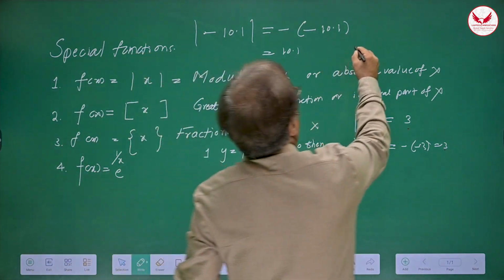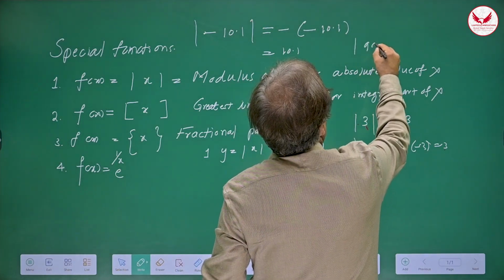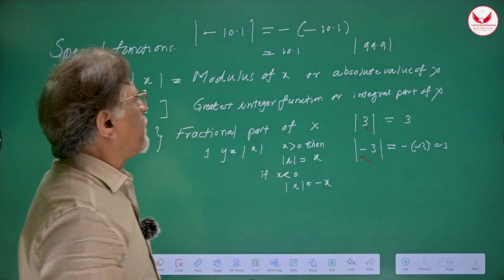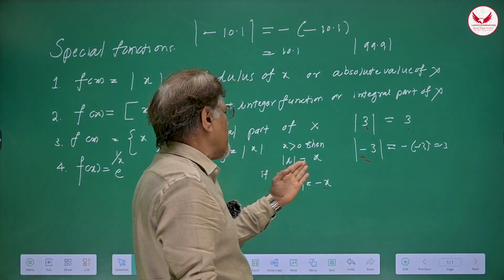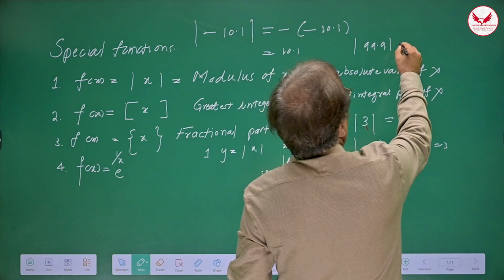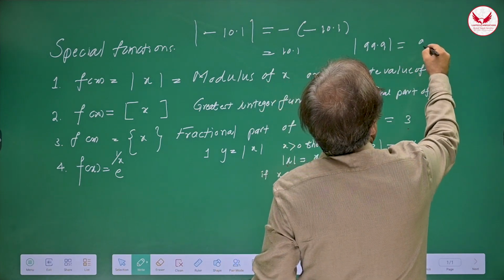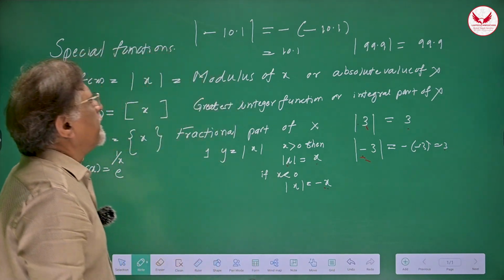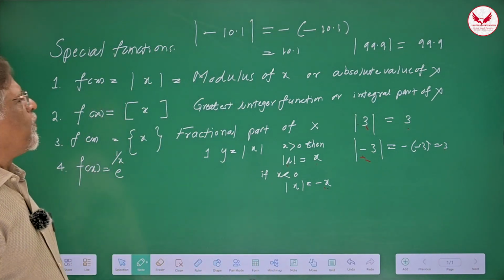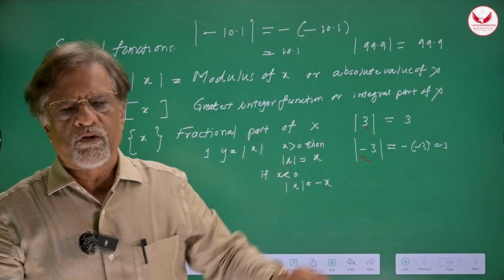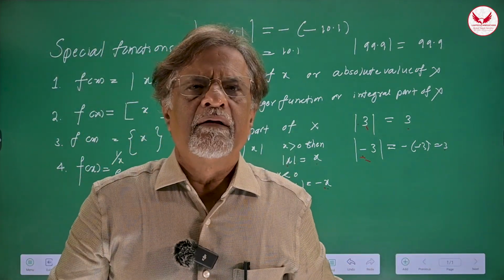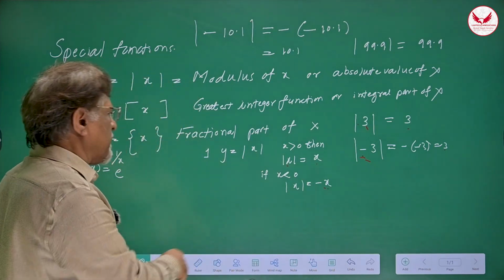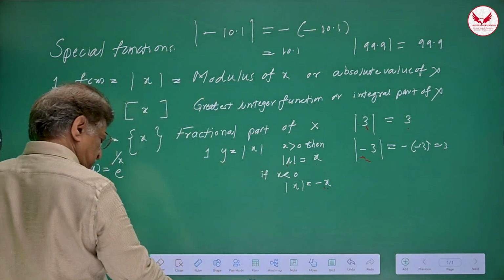Suppose I want to find out the modulus of 99.9. Very simple. It is already a positive number. If it is a positive number, then its mod is the same. That means this is equal to 99.9. So it's very simple: whenever you want to find the modulus of x, if x is positive, then it is x only. And if x is negative, then it is minus of that number.